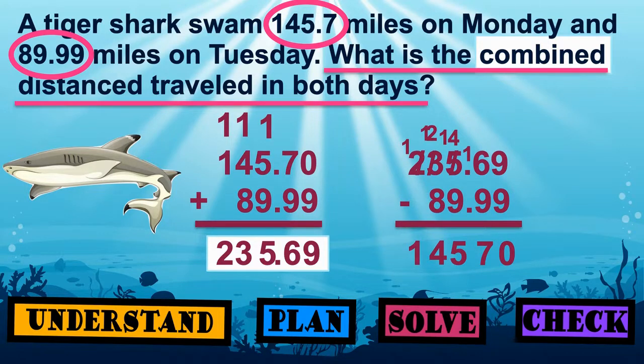Don't forget our decimal point. Our answer is now 145 and 70 hundredths. See, it brings us right back to our other addend. That means that we were correct and the tiger shark traveled 235 and 69 hundredths of a mile in 2 days. Let's look at another example.